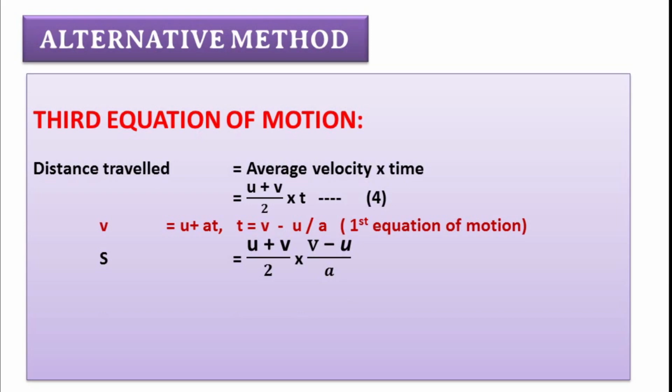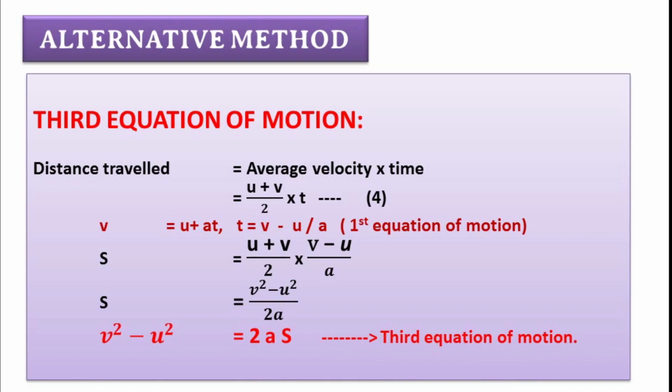And we know (V plus U) into (V minus U) is equal to V square minus U square. So S is equal to (V square minus U square) divided by 2A, and V square minus U square is equal to 2AS. This is the third equation of motion. I know the second type of derivation is easier than the first. More than this derivation, formulas are very important and the numerical problems. So all those who find a difficulty in understanding the derivation, please leave it. Study the formula by heart to solve the numericals properly.